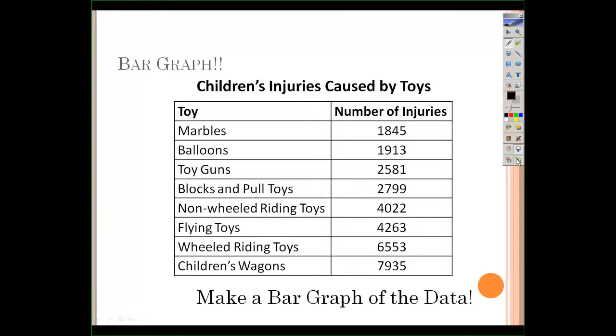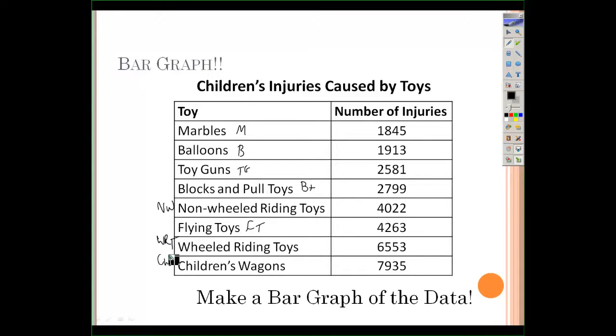Okay, I'm going to abbreviate a little bit. I'm going to say marbles M, B, TG, B again. I'm going to say B plus for B blocks and then we'll say non-wheeled flying toys, WRT, and children's wagons. So those are all my abbreviations I'm going to say.